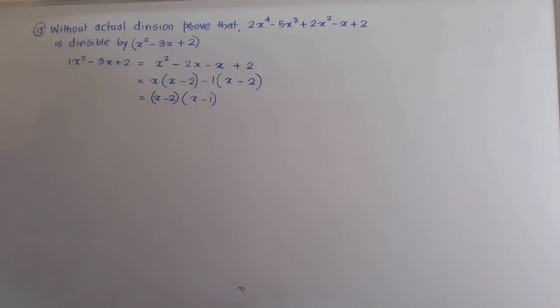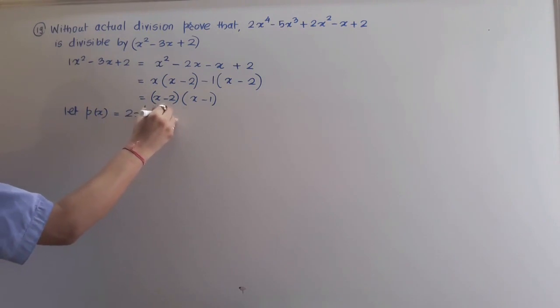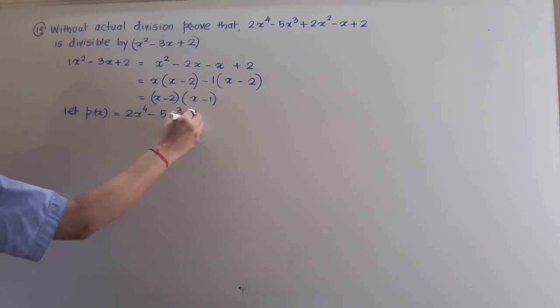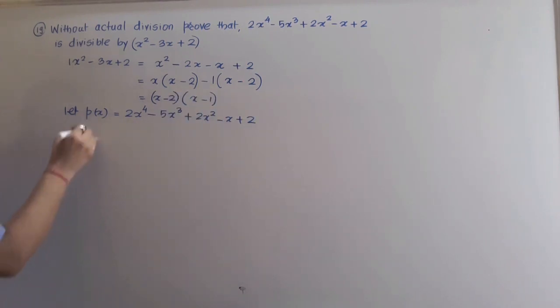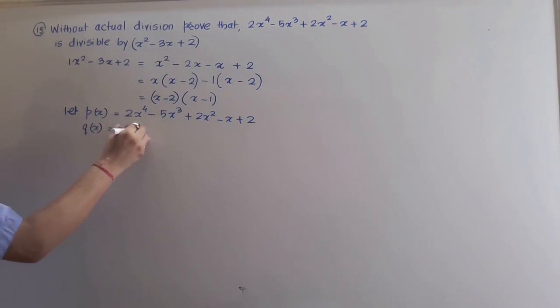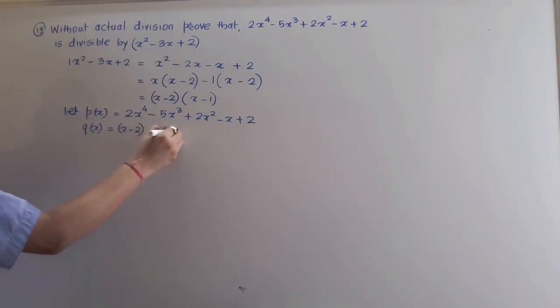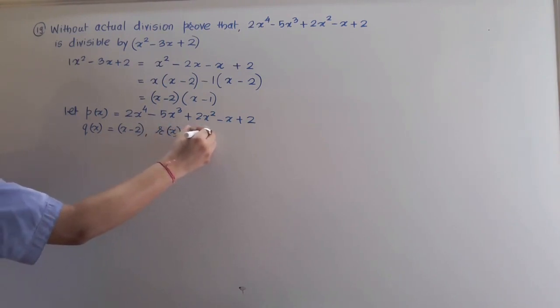These are my two linear factors. First I will suppose the value of p of x. To prove that they are factors, we will suppose p of x as the given polynomial, 2x to the power 4 minus 5x cube plus 2x square minus x plus 2. And these two factors I am supposing as q of x equal to x minus 2 and r of x equal to x minus 1.